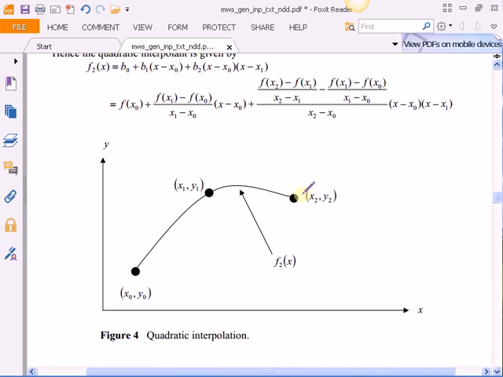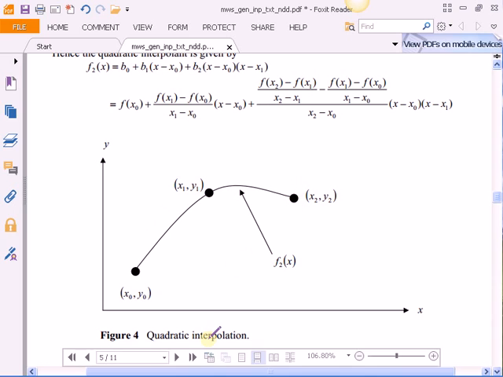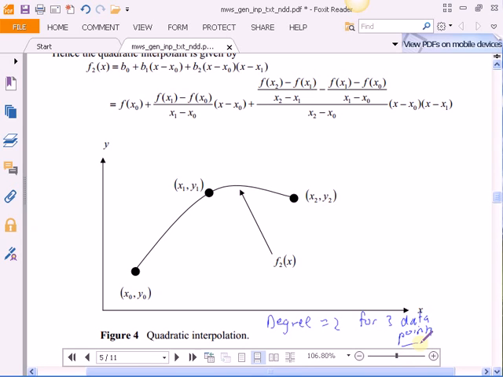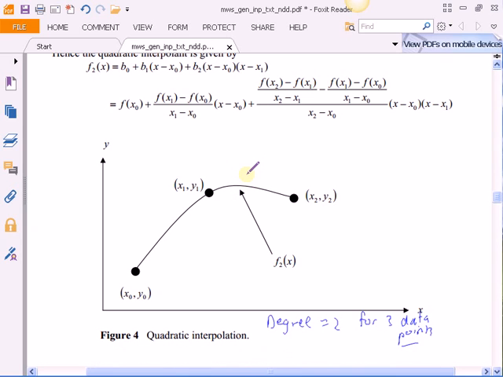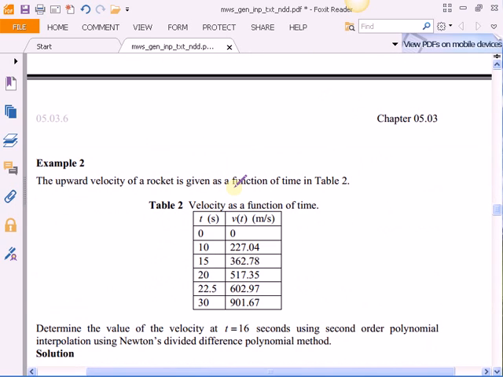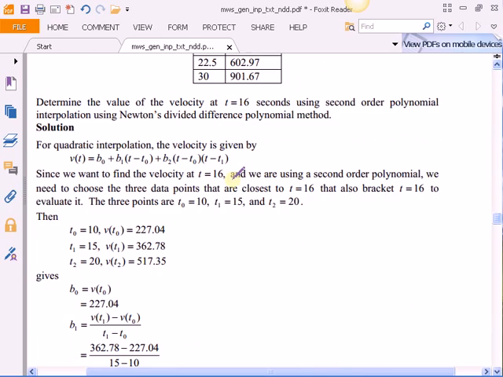I have 3 points here, so my n is equal to 3. And my interpolation is quadratic, so quadratic means that the degree is equal to 2 for 3 data points. Okay. Now, if I had 4 data points, I could have degree equal to 3. So here it gives an example. You can read through this example.